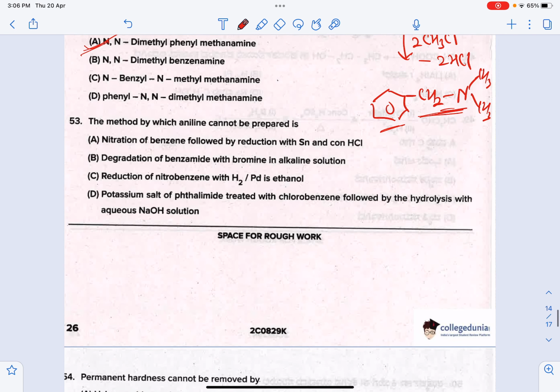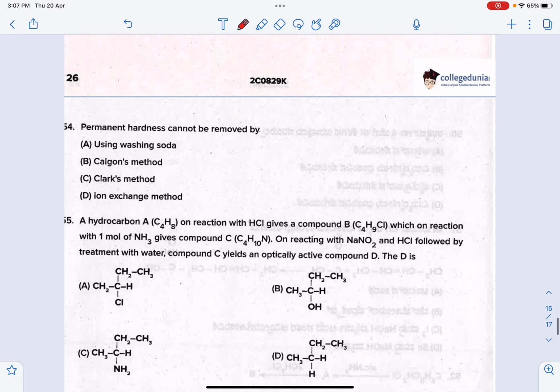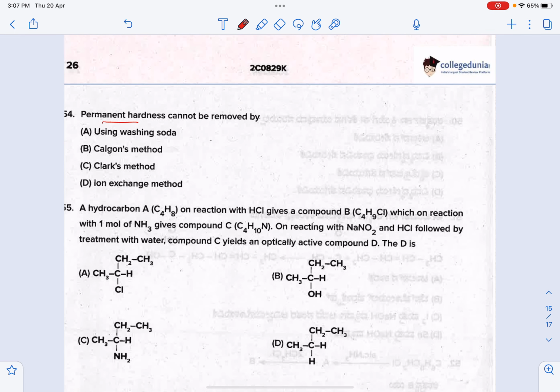Now next question, the method by which aniline cannot be prepared. Okay, the correct option is D, potassium salt of phthalimide treated with chlorobenzene followed by hydrolysis with aqueous NaOH solution. Okay, next question is permanent hardness cannot be removed by. Our correct option is C, Clark method is not used for the removal of permanent hardness of water.